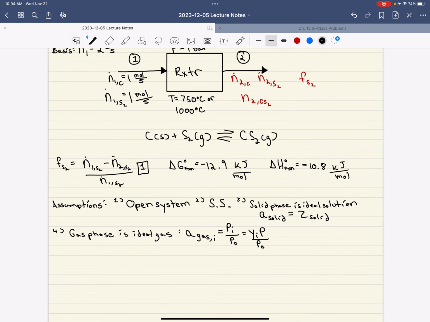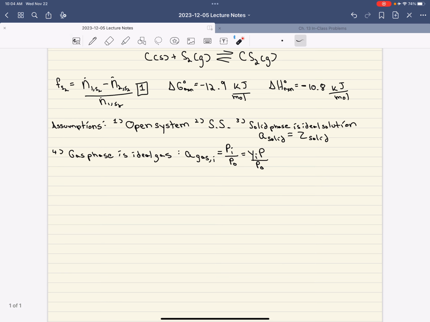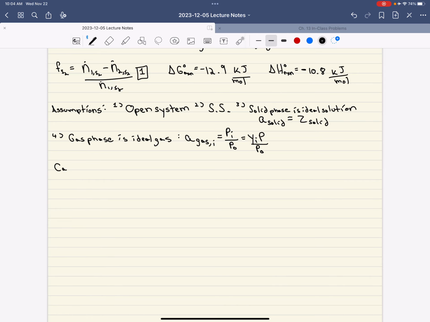Now, as far as figuring out how we could relate the conversion to the temperature of the reactor, the way we're going to do that is by relating the equilibrium constant of the reaction, K, to the activities of each species in the system.